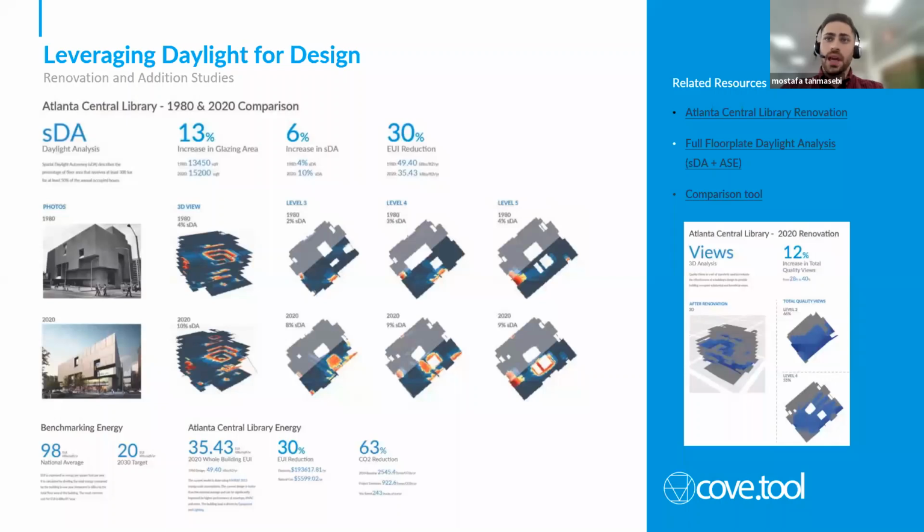Different ECMs are studied, and the final result after implementing the ECMs is more than 30% EUI reduction, while we increase the SDA, which is something occupants are going to appreciate, by 6%. And the glazing area was increased by 13%.